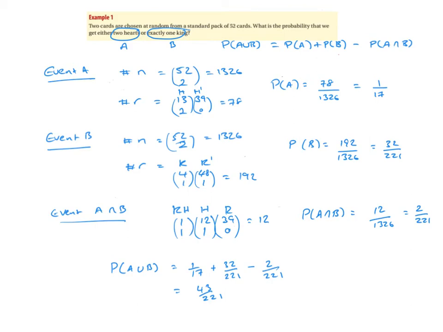The hardest thing, guys, is thinking about the event A intersection B. Once you can get that into your head, this is fairly straightforward. Okay, hopefully you've understood that. Again, if not, leave a comment and I'll get back to you.